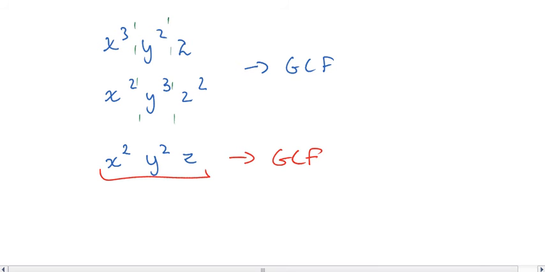Alright, let's do one last example. What is the greatest common factor between x y z to the power of 4 and x squared y to the power of 4 z squared? I suggest you pause the video, try solving it on your own, and then we'll check our answers.